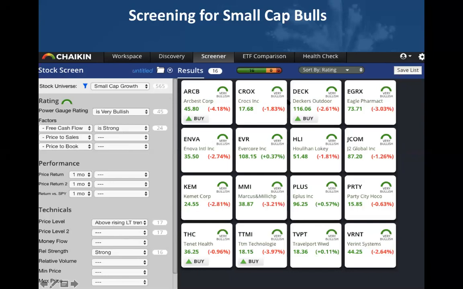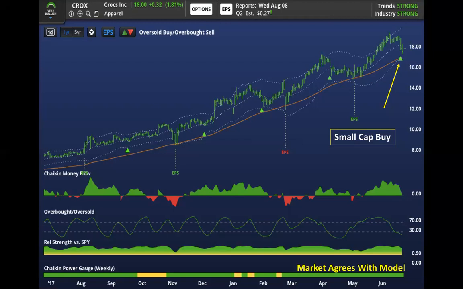One of them was Crocs. And Crocs had just given a buy signal 2 days ago, what we call an oversold buy. You can see them on the screen. They work about 2/3 of the time. They're perfect for shorter term options trading or swing trading because the duration is typically 5 to 10 trading days. It's a trading signal. That's why it only works 2/3 of the time.